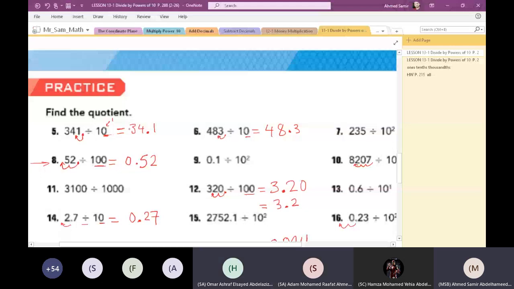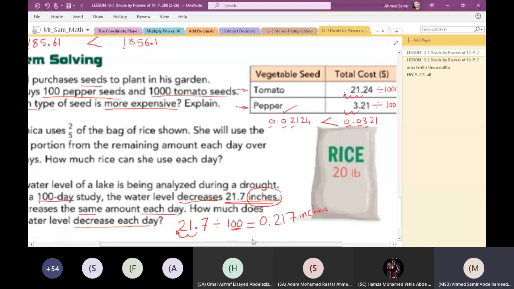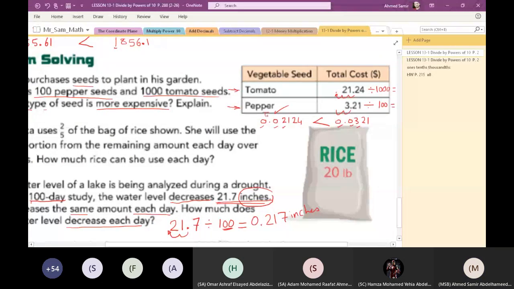What is the answer for 24? The answer for 24 is a comparison, and actually pepper seeds are more expensive than tomato seeds because it's this. So this is the tomatoes, and this is the pepper. Can you see it?